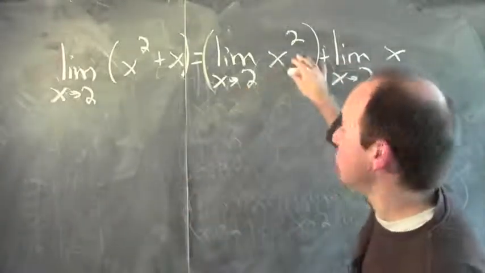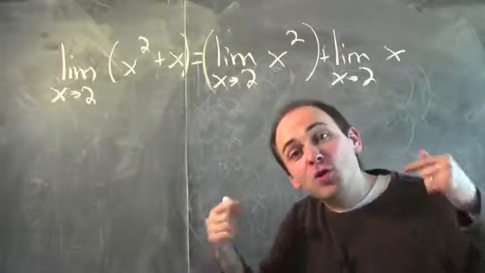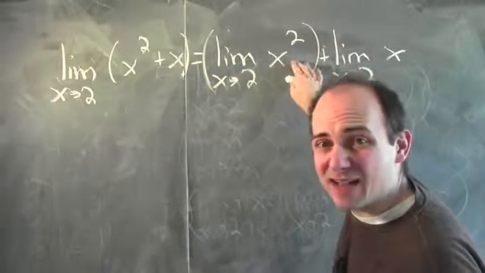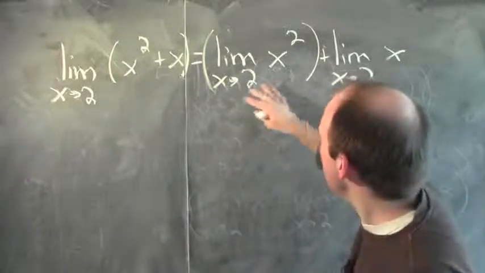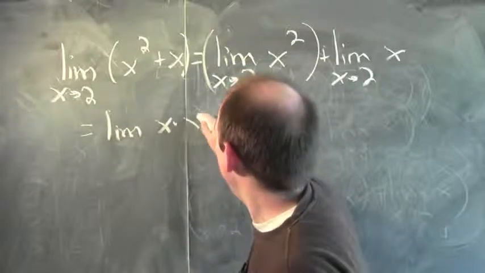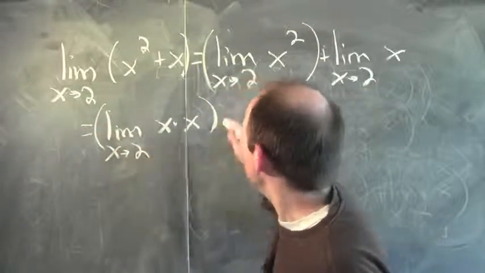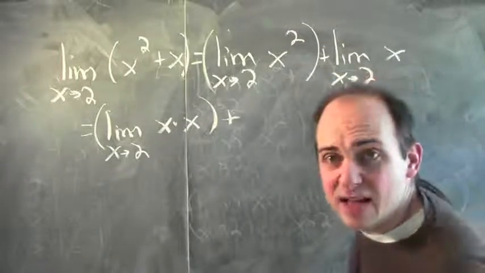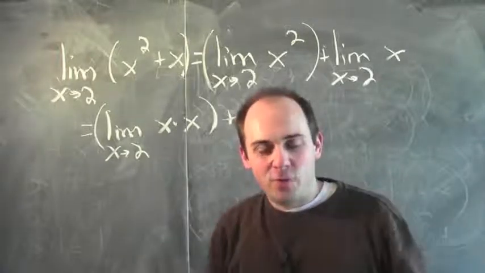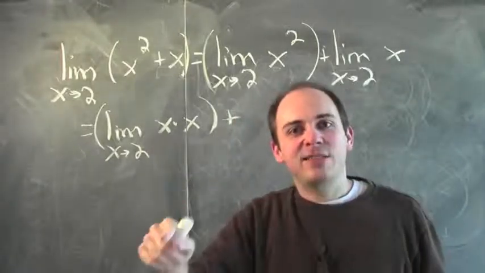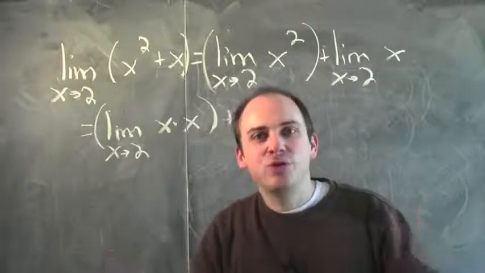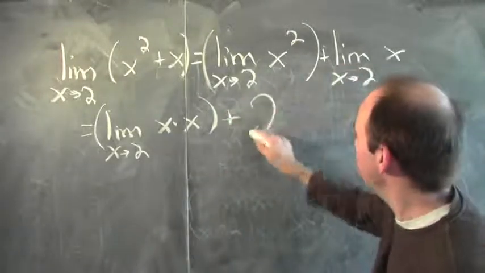Now, what's the limit of x squared? Because the limit of the product is also the product of the limits provided the limits exist, this is the limit of a product. This is the limit of x times x. That's what x squared means. So I could rewrite this as the limit of x times x as x approaches 2 plus, now what's the limit of x as x approaches 2? This is asking, what does x get close to when x gets close to 2? Or said more precisely, what can I guarantee that x is close to if I'm willing to make x sufficiently close to 2? The limit of x as x approaches 2 is 2. So this limit is just 2.